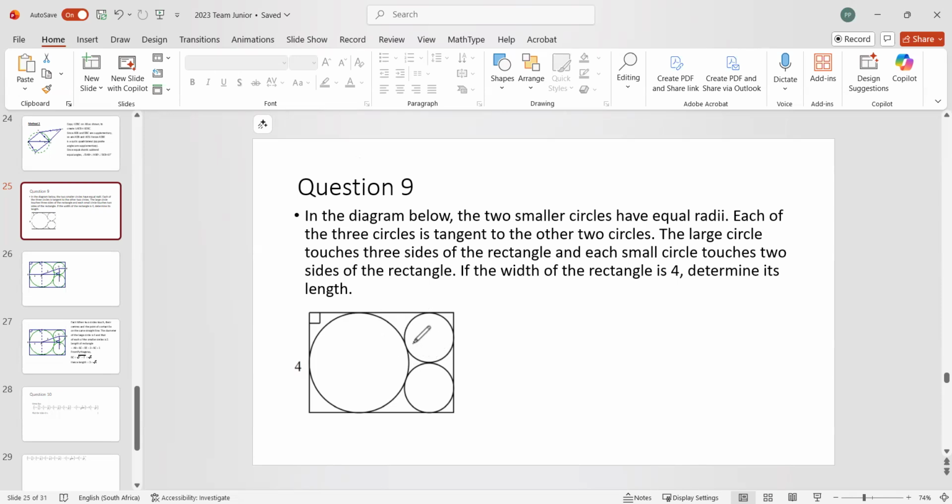This is the picture that we've got. Now, if the width of the rectangle is 4, that is, the width is given as 4, determine its length. So the problem is to find the length of this rectangle.